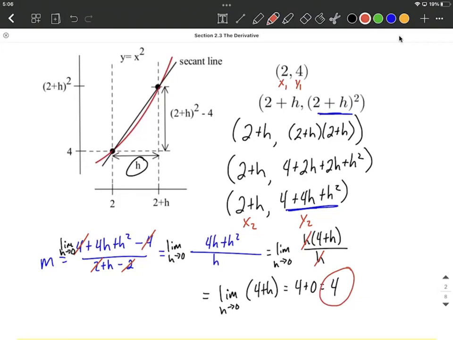All right, hope this helps out as you're working on understanding this concept of finding the equation or the slope of a tangent line.